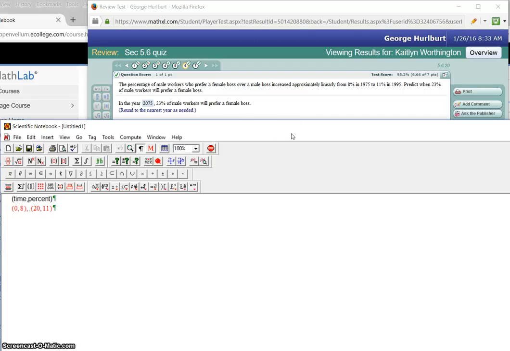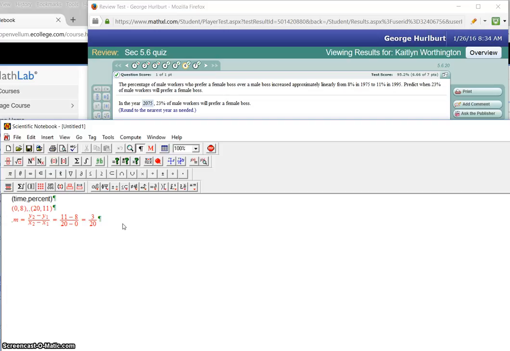Once I have my 2 points, I can go ahead and find my slope. To find the slope, I use our formula for slope, m equals y2 minus y1 over x2 minus x1. So that's going to be 11 minus 8 over 20 minus 0. So that's 3/20.